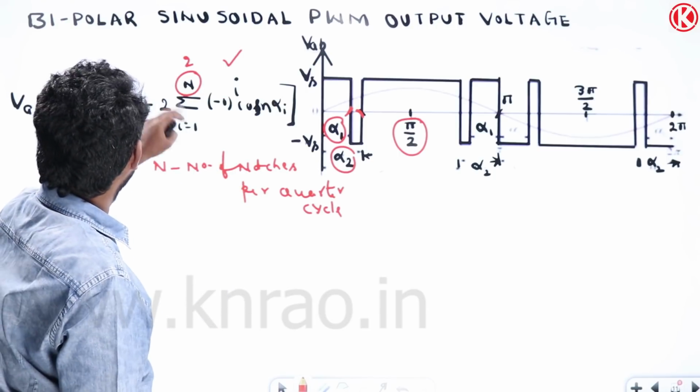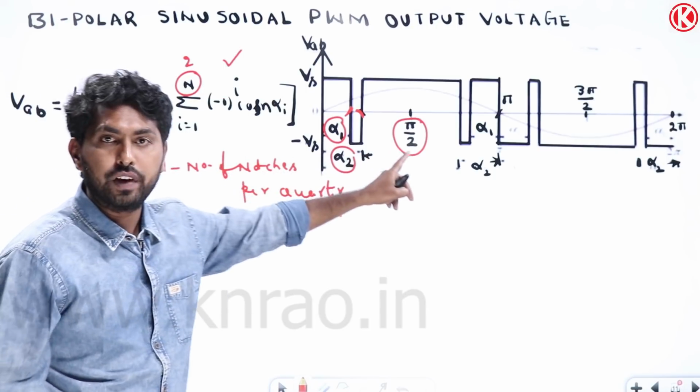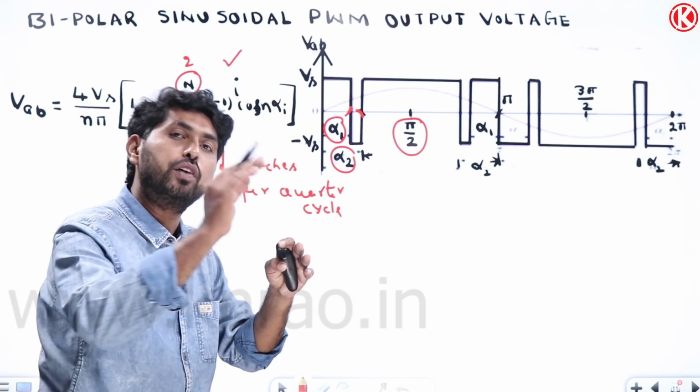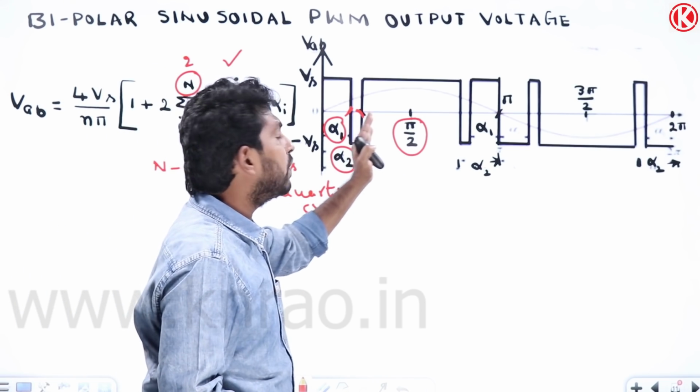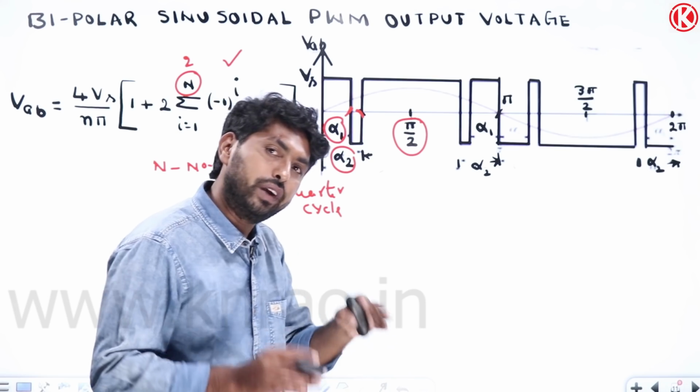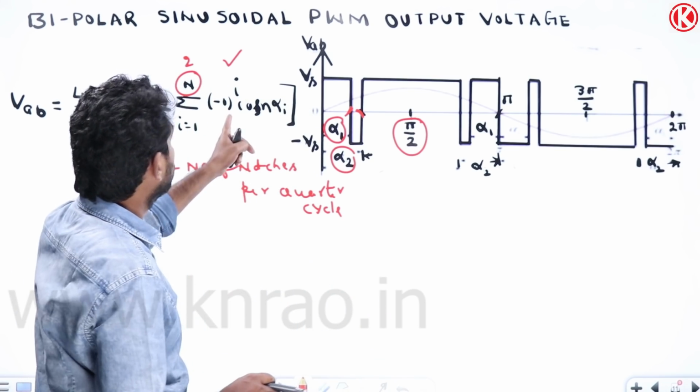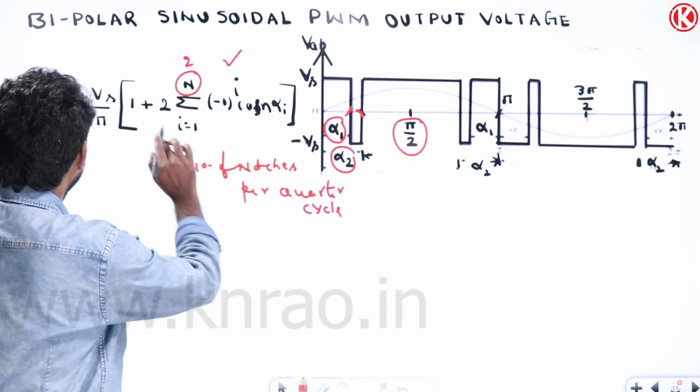So if I replace the n with the 2, I can write the expression for this. So we can write it for n number of notches. For example, here alpha 1, alpha 2, alpha 3 notches are there. We can write the expression for that also by using this generalized formula. How can I write it? See here.